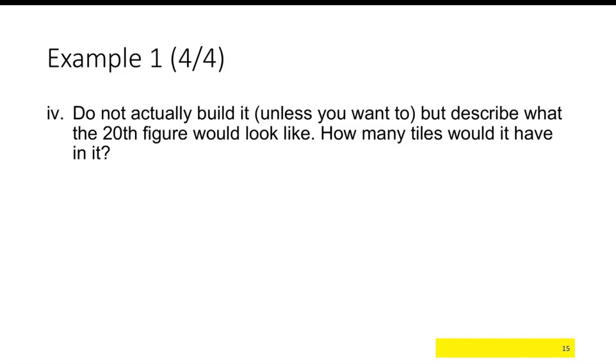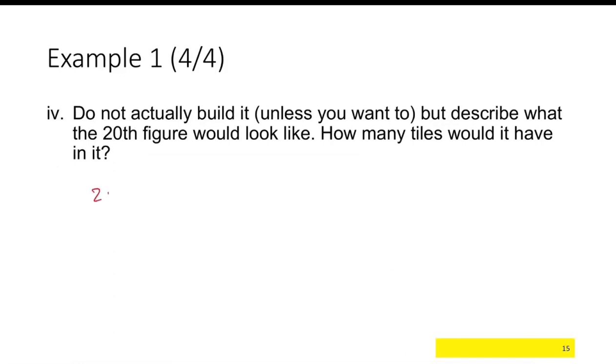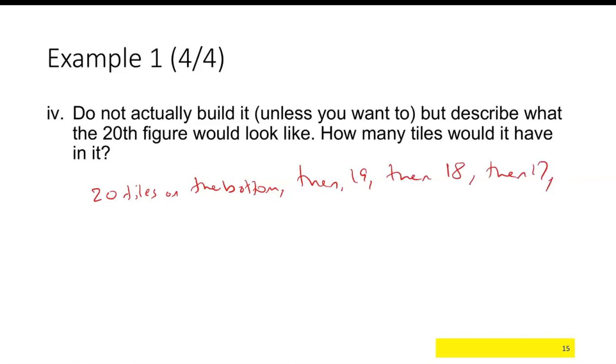Do not actually build it unless, well, feel free if you want to, but describe what the 20th figure would look like. How many tiles would it have? So go about what we talked about before. For 20 tiles, I would expect 20 on the bottom, then 19 above that, then 18, then 17, and you would keep on decreasing until you get 1 on top.